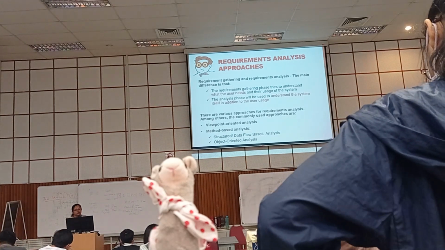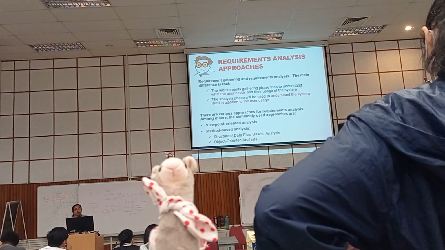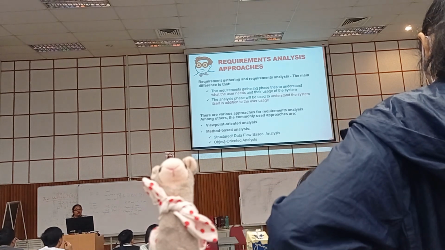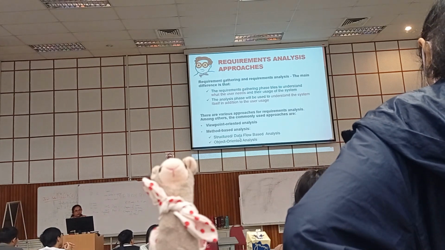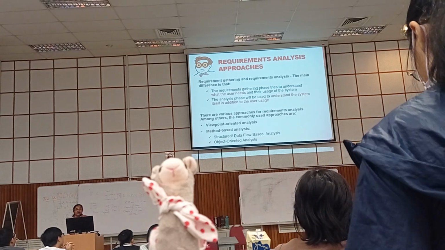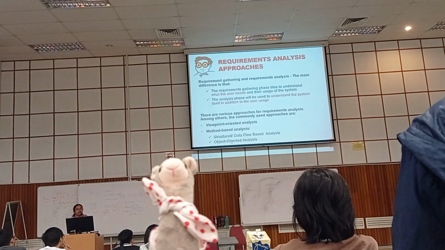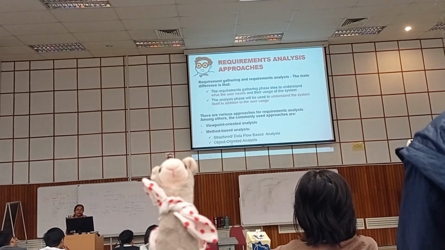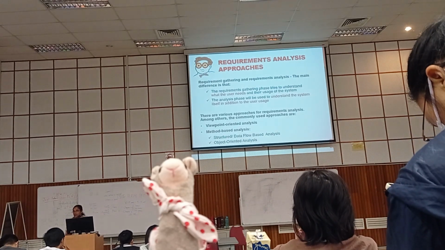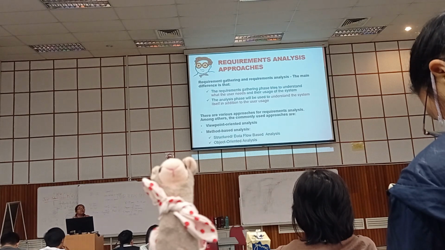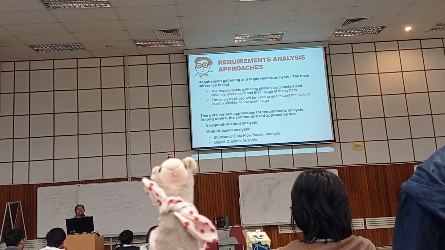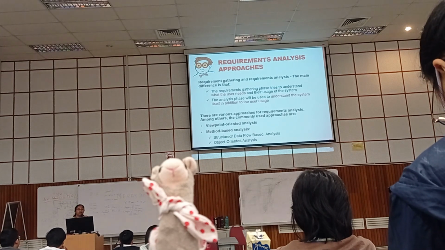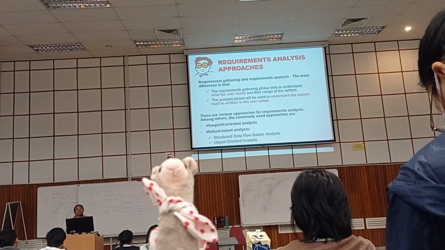Class. Structured. Can you see this? Structured or data flow based analysis, or object oriented analysis. For structured, you draw a context diagram and a DFD diagram. For object oriented, you need to draw all the UML diagrams. Clear? Okay, now a class assignment, one task. You need to identify the type of analysis, which one you want. You need to discuss why.